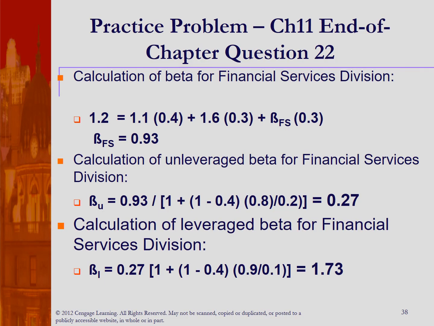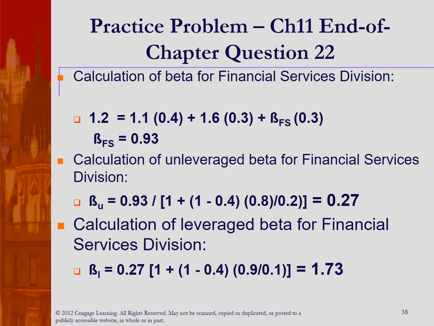We are going to discuss the end of chapter questions, question number 22. Be sure to read through the problem so you will know how you can extract information from the problem to perform the calculation illustrated here. From the problem, the company API would like to find out the appropriate risk-adjusted discount rate for new projects in the financial services division. The appropriate beta should be the beta of the financial services division.